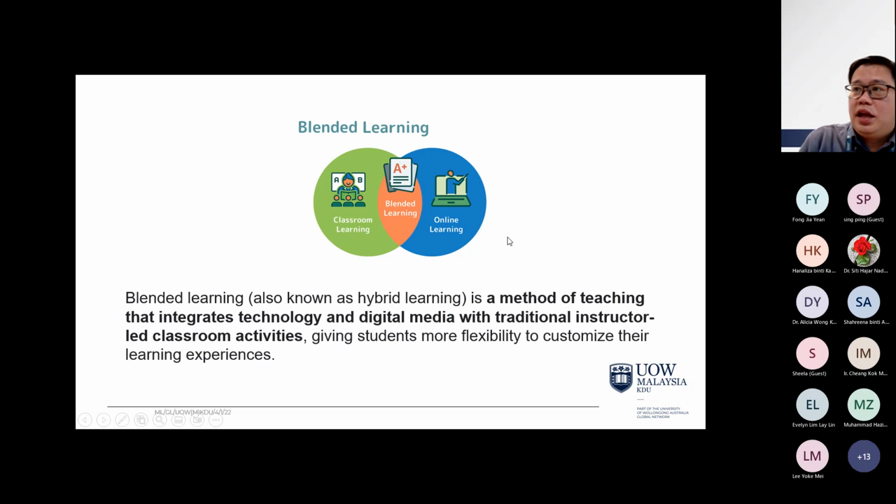And the final part on transformative, which I've already gone through, is blended learning. Blended learning is the most fundamental aspect of taking the next step in learning itself. Blended learning, also known as hybrid learning, is a method of teaching that integrates technology and digital media with traditional instructor-led classroom activities, giving students more flexibility to customize their learning experience.